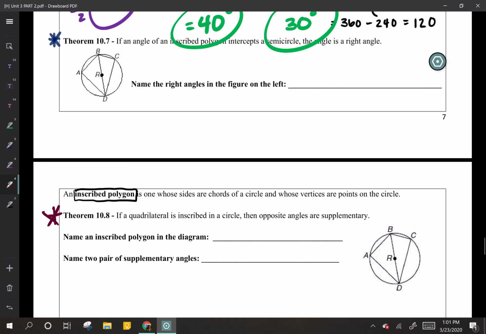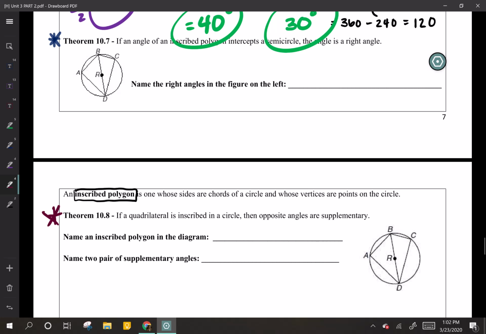Like I mentioned earlier, the definition for inscribed polygon is over here, and it says it's one whose sides are chords of a circle and whose vertices are points on the circle. Basically, an inscribed polygon is just a shape inside a circle, and all the vertices touch the outside.